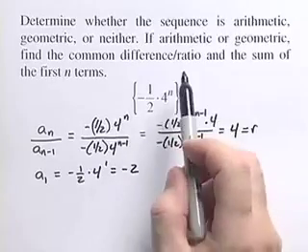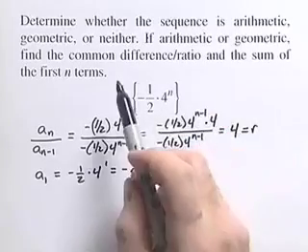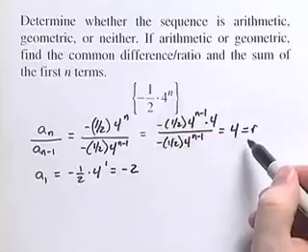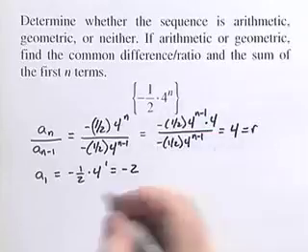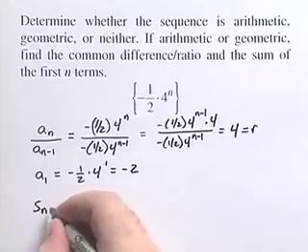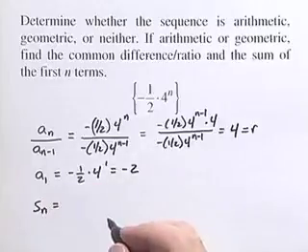We were asked in the problem to see if it's geometric, and if it is, to find the common ratio, which we did, r is 4, and then also the sum of the first n terms. So we'd like to find s sub n for this geometric sequence.